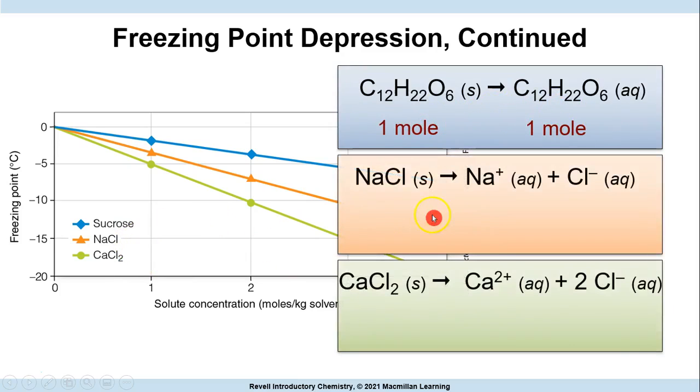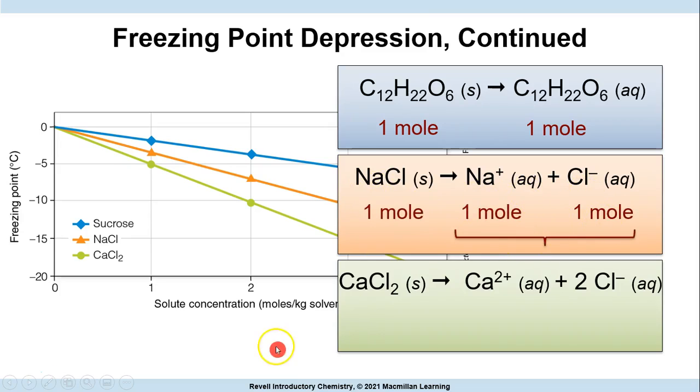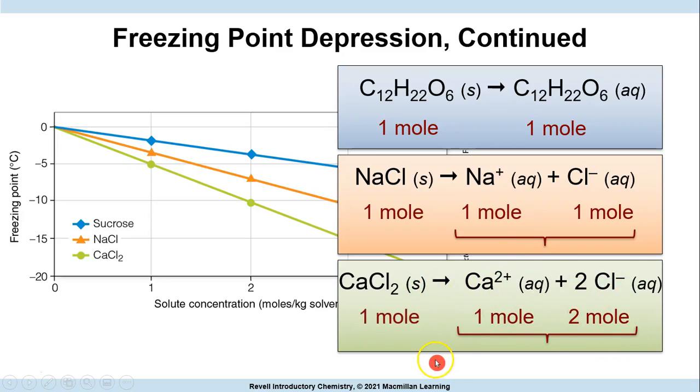Now for the sodium chloride, if we use 1 mole of sodium chloride, it's going to give us 1 mole of sodium plus 1 mole of chloride, that is 2 moles. Now if we use 1 mole of calcium chloride, it's going to give us 1 mole of calcium and 2 moles of chloride, that is altogether 3 moles. So the effect of the calcium chloride will be 3 times the effect of the sucrose, and the effect of sodium chloride will be 2 times the effect of the sucrose.